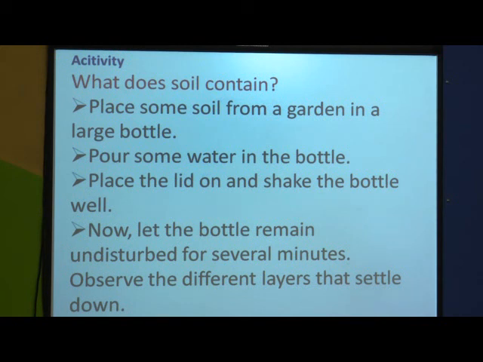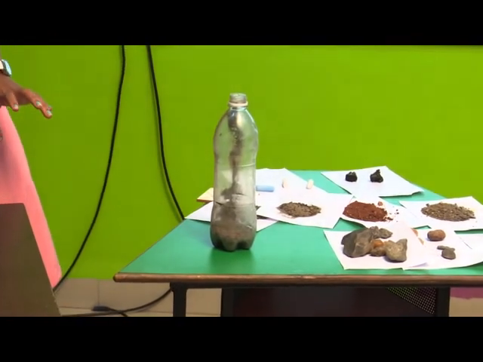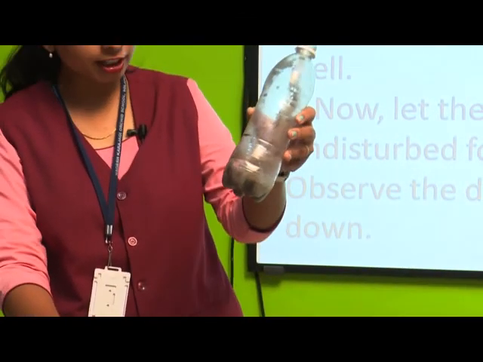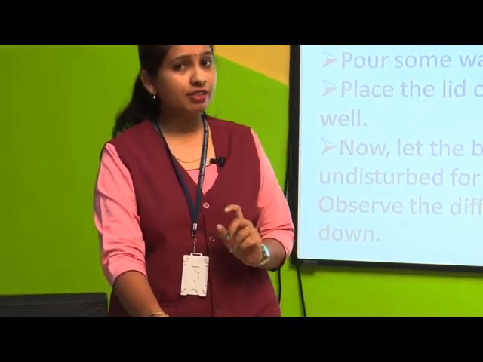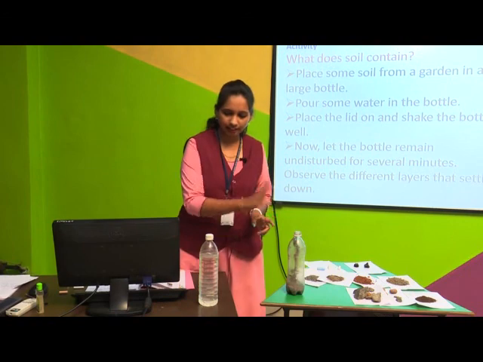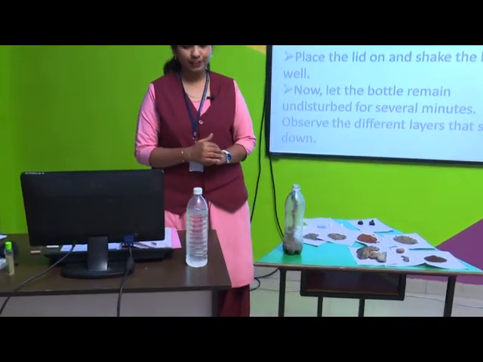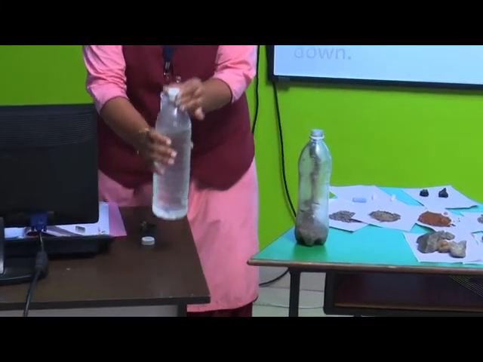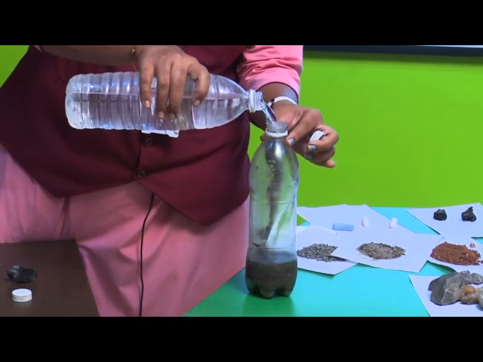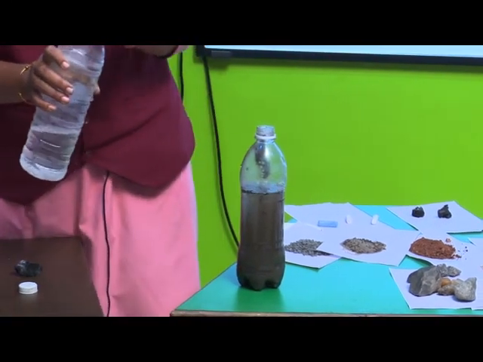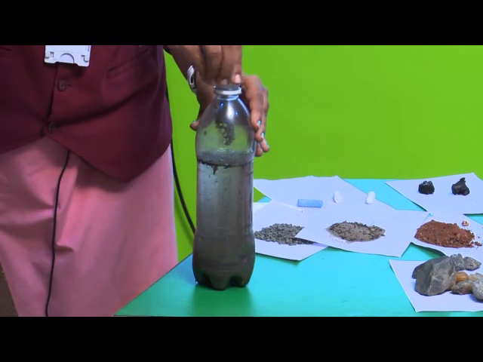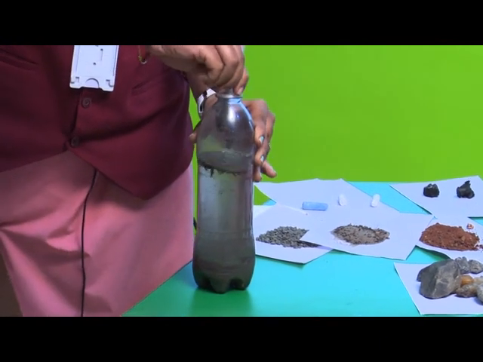Now we will do it practically. I have taken one bottle and I have placed some soil which I have collected from the garden. Okay. Now what is next? What did they say in the first point? Place some soil from a garden in a large bottle, which we have taken. Next point is what? Pour some water in the bottle. See, here I am having water. I will pour it into the bottle in this way. Enough. Okay. Now what am I going to do? What is the third step? Now place the lid on. We have to close it and shake the bottle well.